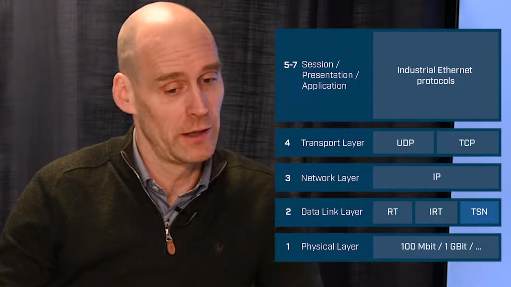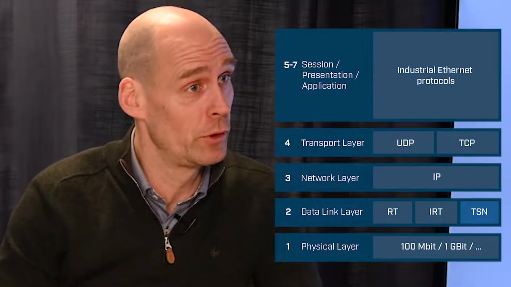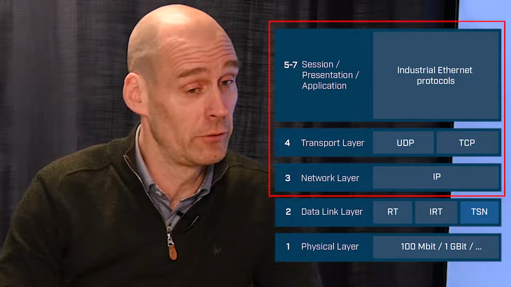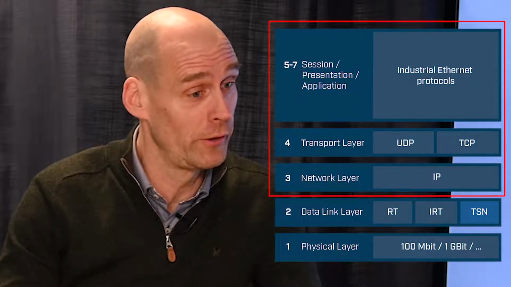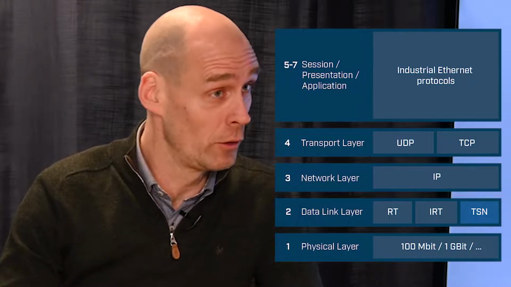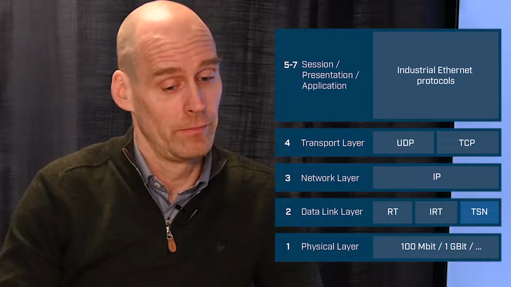On top of TSN, you actually need an application protocol that we've seen from before, for example, EtherNet/IP and Profinet, or CC-Link, or OPC UA, that makes the data valuable. It defines how the data is transported through larger networks. So TSN is just the lower layers of a network. There needs to be something on top of that.